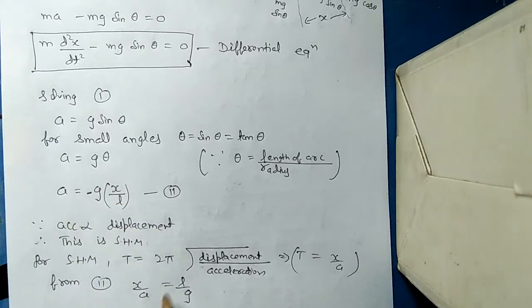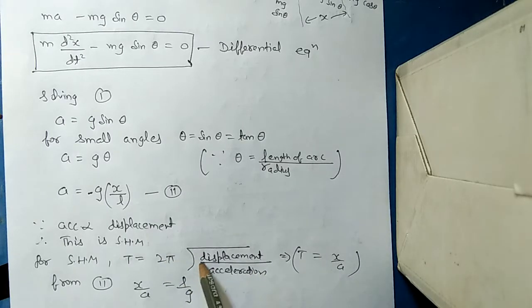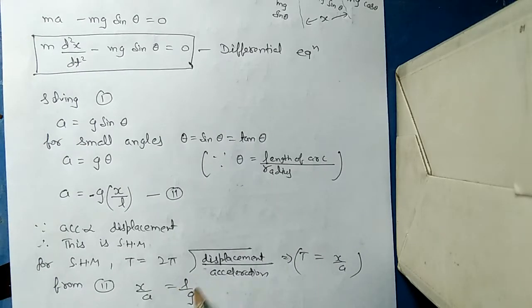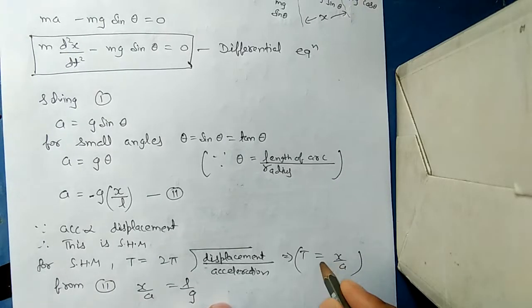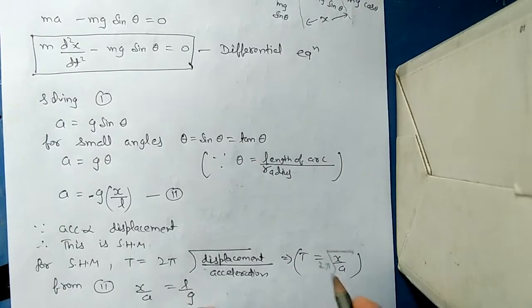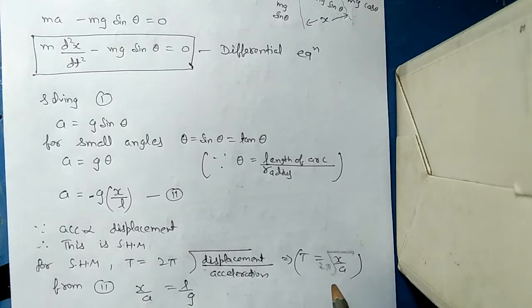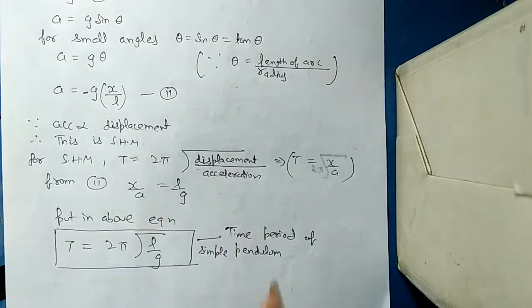x upon A is equal to L upon G. So we will put this value in the above equation. T equal to 2 pi under root x upon A, and x upon A is equal to L upon G. So we will substitute the value: T equal to 2 pi under root L upon G. I forgot to write 2 pi here. It is like this, 2 pi under root x upon A. So I hope you have got this.